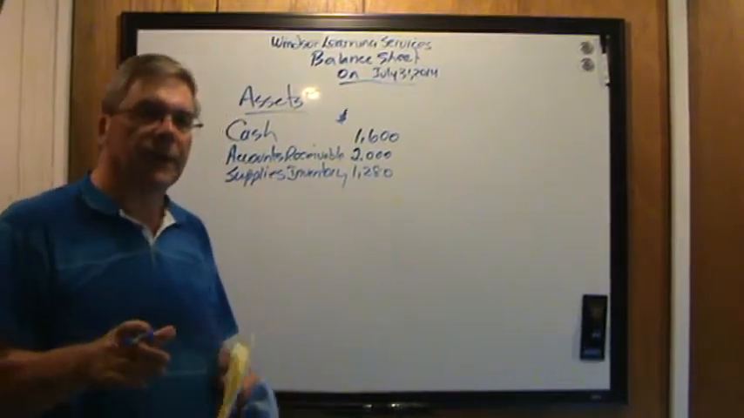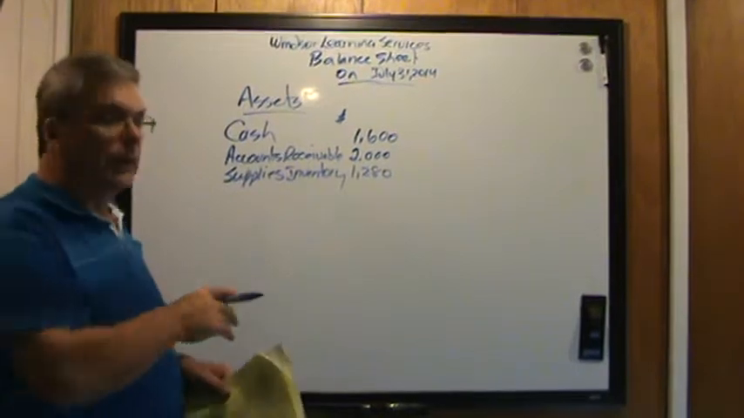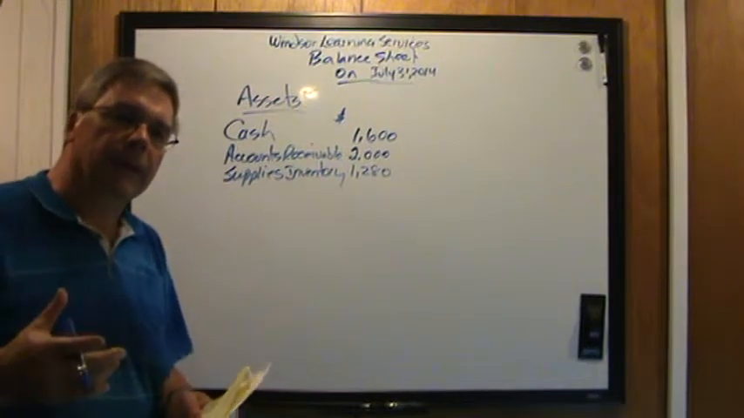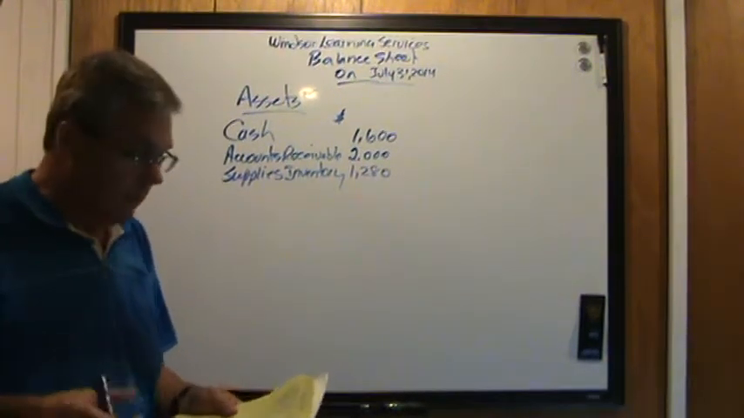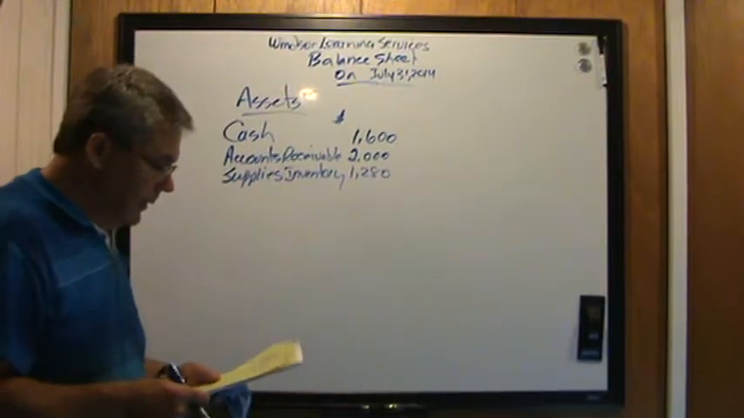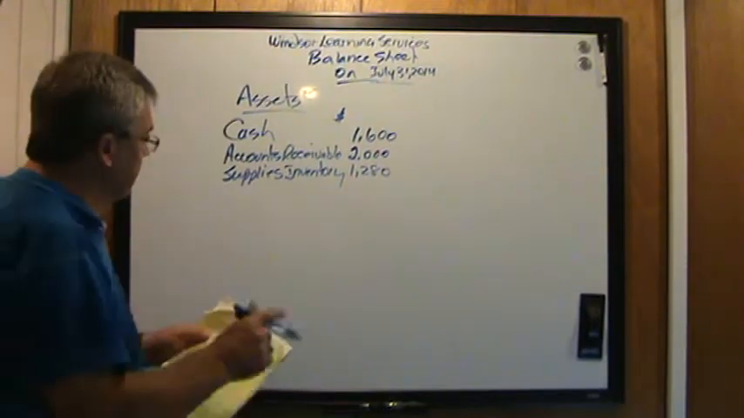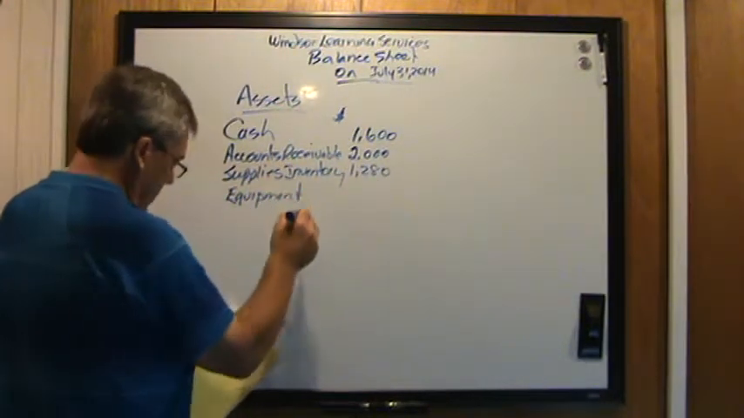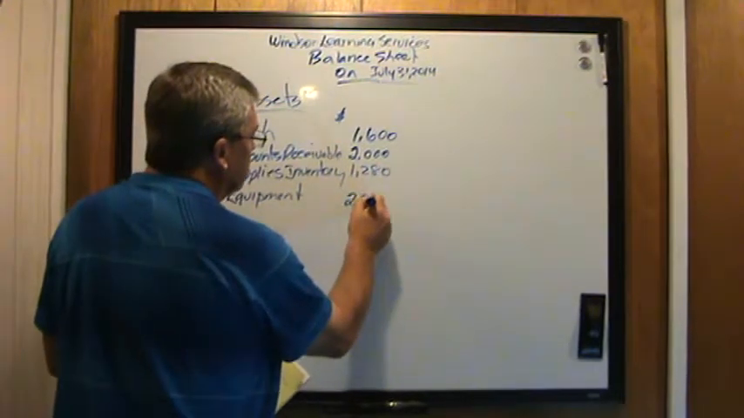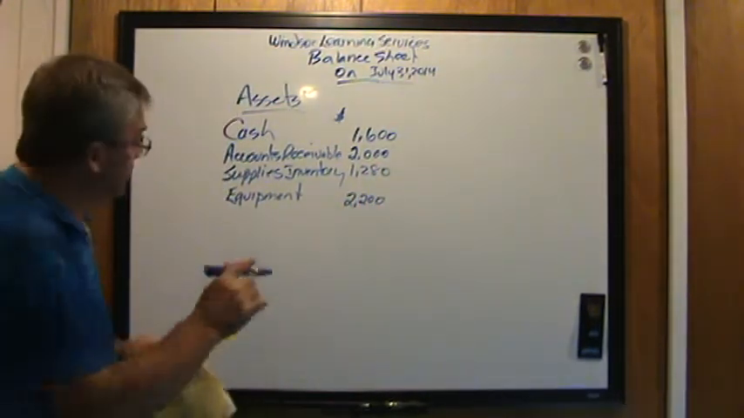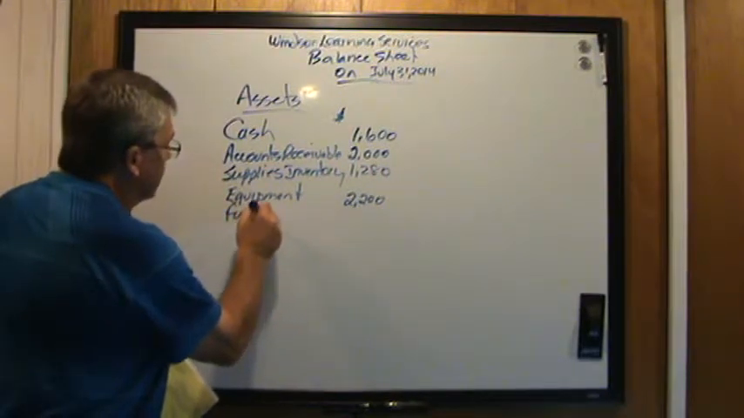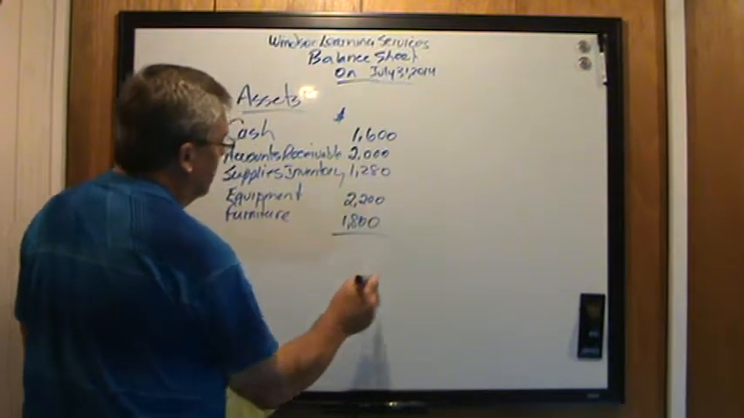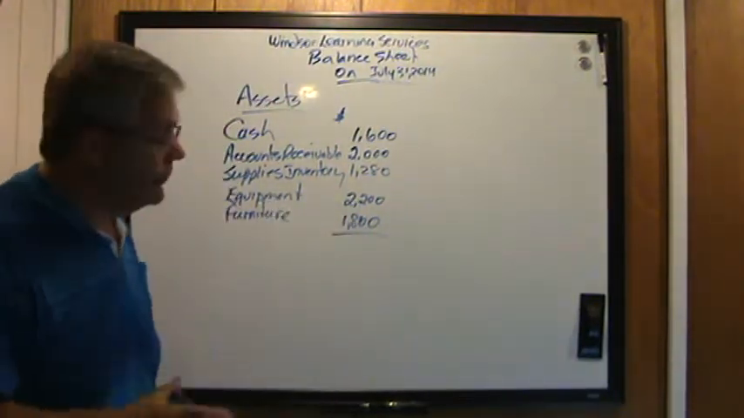If we were to classify the statement, this is what we would call current assets, and we would add this up to get total current assets, which again sets up the statement for analysis that we're going to do later on. Then we have some fixed assets. The equipment is one. Equipment is $2,200, and furniture is the final one. Furniture is $1,800. That's all of the assets that we had on the accounts that we were given.